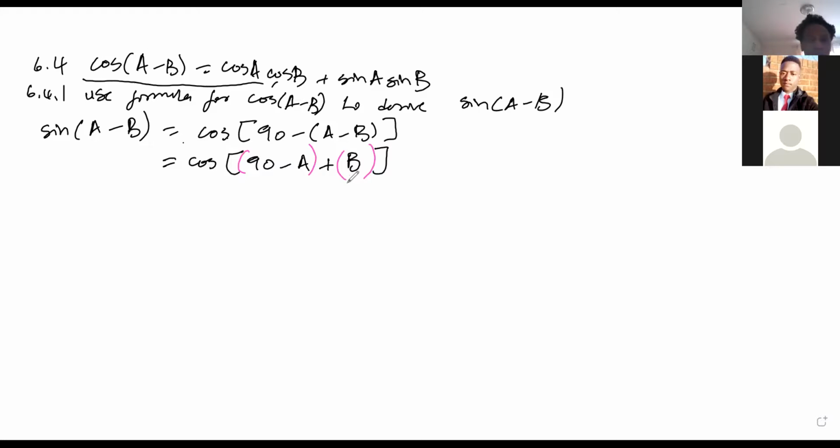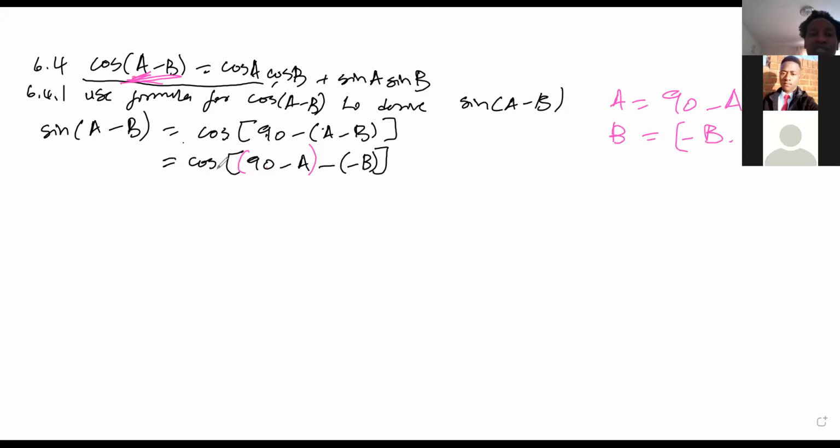If it's B, you see it's a plus, but they want us to use a minus, not the plus one. We need to use this one. So instead of plus B there, we're going to leave this as 90 minus A, then minus, and we leave this B still in the brackets. So you see now our A is in this case 90 minus A, and our B is negative B. Can you see that?